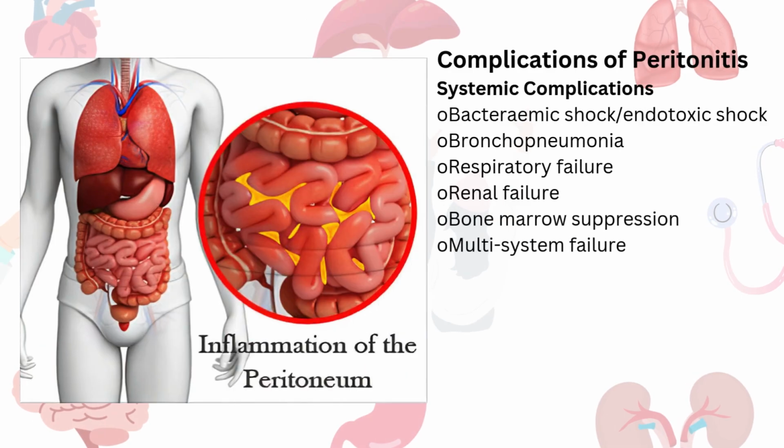There could be the several complications of the peritonitis, which could be the systemic complications or the localized complications. So, the systemic complications would be the shock, obviously, the endotoxic shock, bacteremic shock. It could lead to the bronchopneumonia because the organism that has contaminated the abdominal cavity could also go via the blood to your lungs, and it could lead to the respiratory failure because the patient might be in a circulatory shock, and the renal failure if the blood supply gets impaired, then bone marrow suppression, multi-system failure, etc., etc.